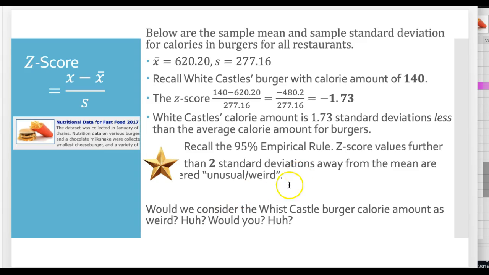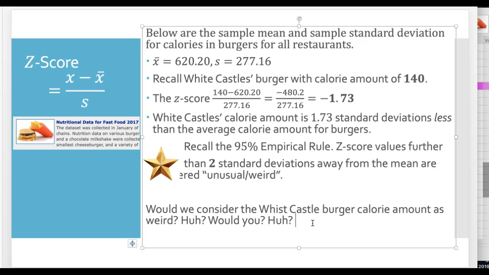So in this case, negative 1.73, it's not less than -2. It's actually in between -2 and 2. So in this case, we would not conclude that it's weird. It's not weird. So this calorie amount, it is small. It is the smallest, but it's definitely not considered perhaps an outlier here.